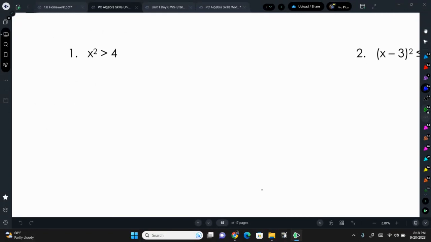But what I think would be better long term, and that may be easier for this specific problem, but when we get to harder problems, that method isn't going to work. So what I would want to do is subtract 4 from both sides, so then we have x squared minus 4 is greater than 0. Then we can factor that. That's a difference of two squares. So we have x minus 2 times x plus 2 is greater than 0.